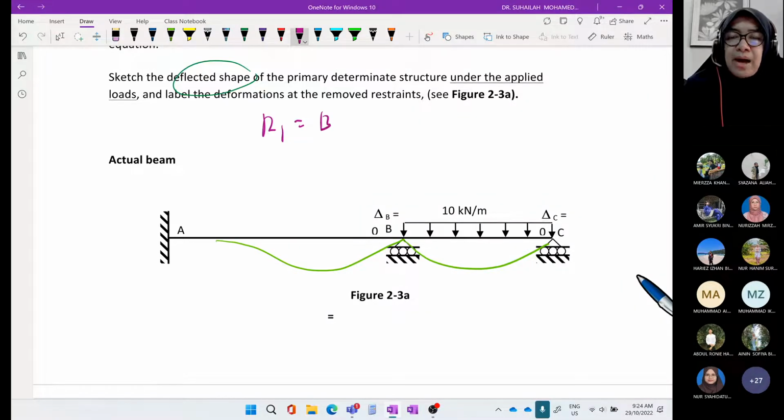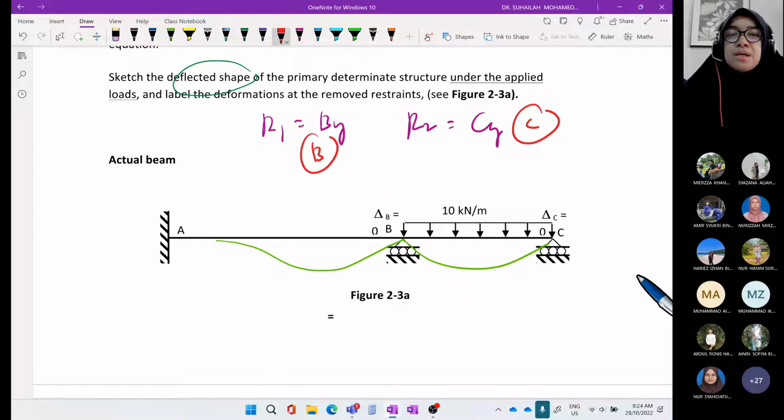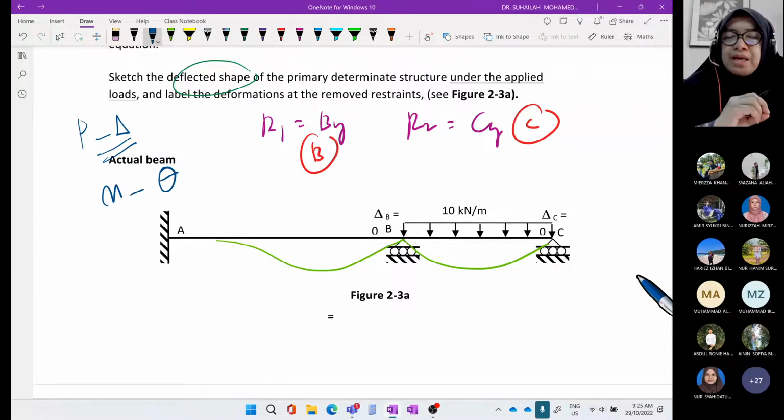Okay, so by looking at the support, remember whenever R1 is BY, it is located at B, and R2 is CY, located at C. This one is the C position, this one is the B position. So we need to refer to the redundant position and look at the displacement that occurs there. Remember that BY and CY are both P, and for P we have to find the delta. If moment, we have to find theta. So we have to look at the delta at position B and at position C.